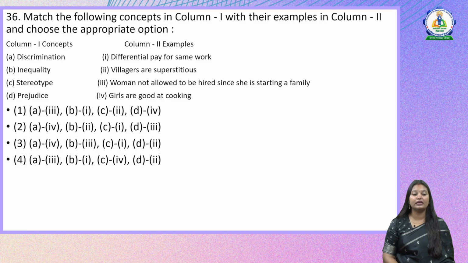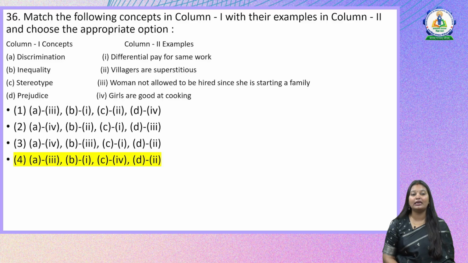So if you see stereotype, that is option C, which is associated with girls are good at cooking. This is an example of a stereotype. So if you do connect C with 4, we can easily make out which is the right answer, and the right answer is option 4.